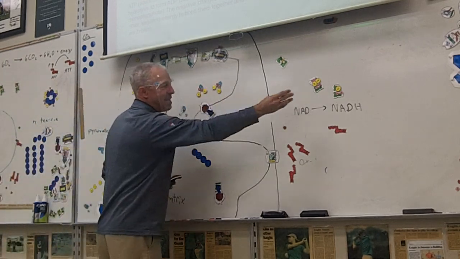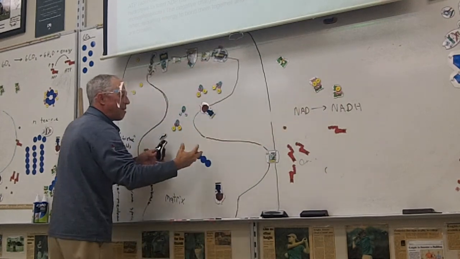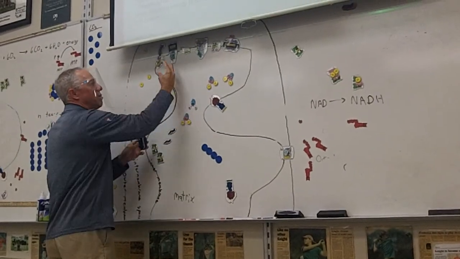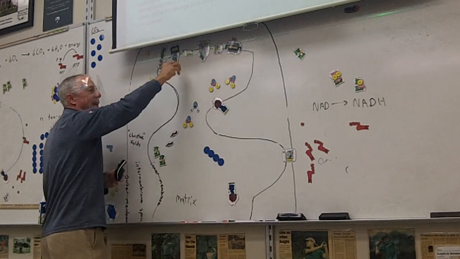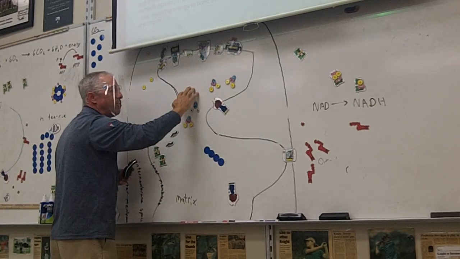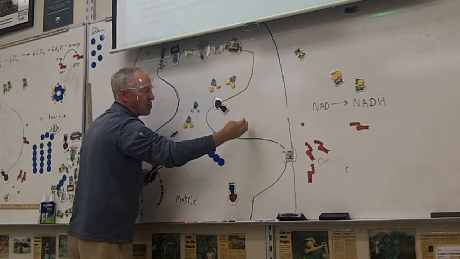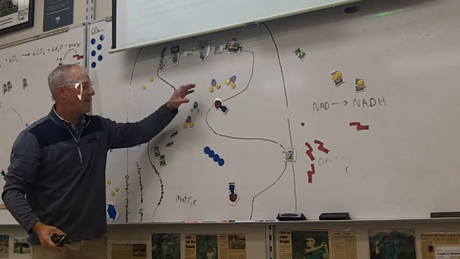The NADHs and the FADHs carry the electrons that came from the glucose molecule to this thing right here. It's called an electron transport chain. And the electron transport chain pumps hydrogen through. Pumps hydrogen through this way, and the hydrogen comes back through an ATP synthase molecule, and we end up making ATP.